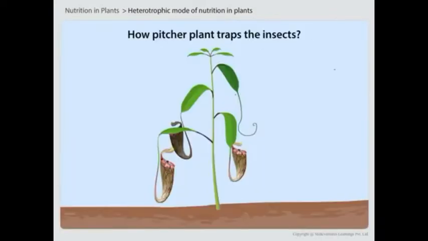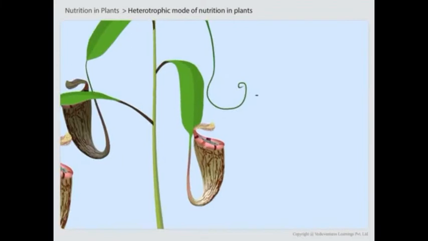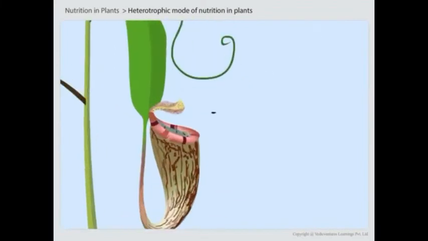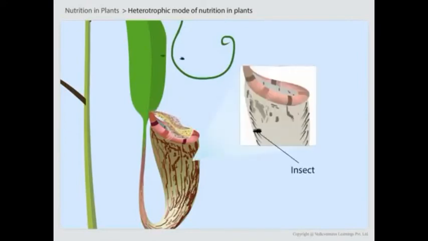Let us learn how pitcher plant traps the insects. When the insect lands in the pitcher, the lid closes. The trapped insect gets entangled into the hair present inside the pitcher. The insect is digested by the digestive juices secreted in the pitcher. In this way, pitcher plant traps insects.